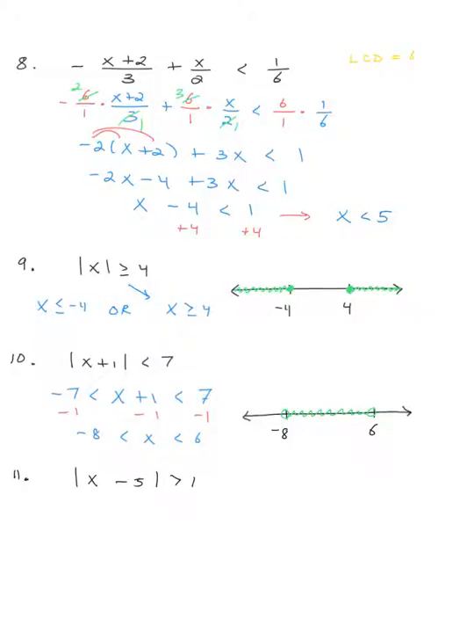Okay, so for this one, it's greater than, which means we have an OR statement. This is x minus 5 is greater than 1, or it could be that x minus 5 is less than negative 1. We have to solve these separately by adding 5 to both sides. And what we end up with is x is less than negative 4, or x is greater than 6.